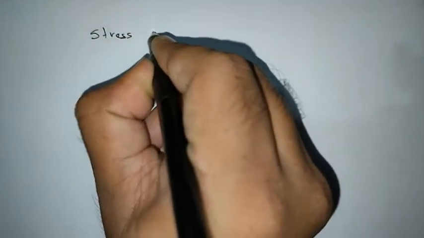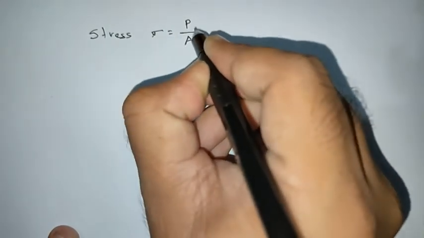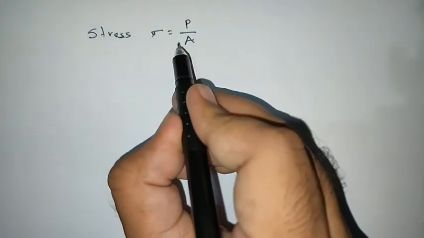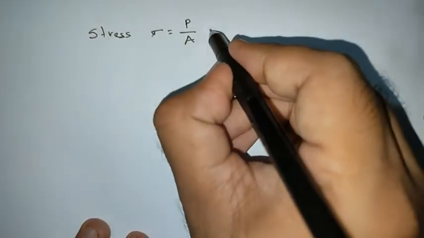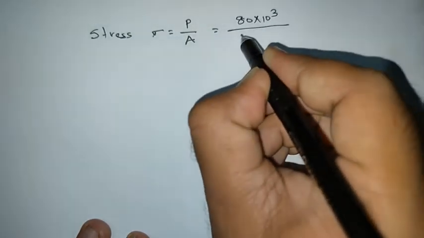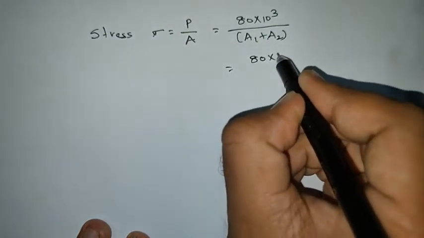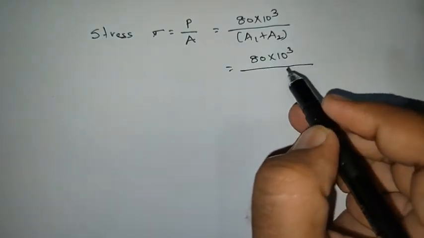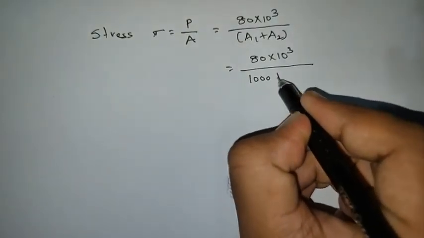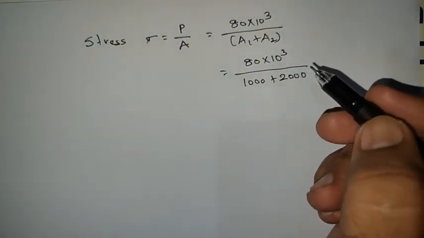Now for this uniform bar we need to calculate the strain energy. First, let us calculate the stress induced in the bar. So stress sigma is equal to, here it is a gradually applied load, so it is P by A. But for a suddenly applied load, sigma is equal to 2 into P by A. Now substitute. So the load value is 80 kilonewtons divided by area, which is A1 plus A2. So that will be equal to 80 into 10 cube divided by A1 is 1000 plus A2 is 2000.